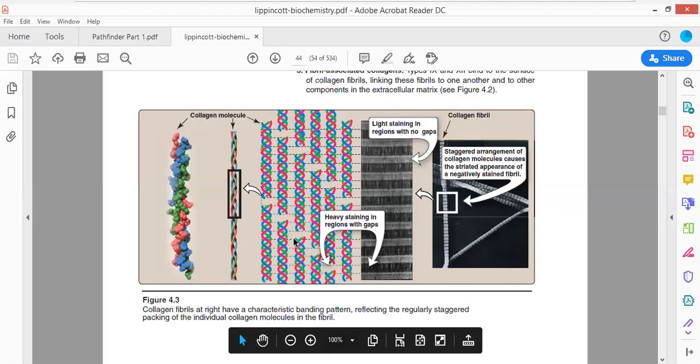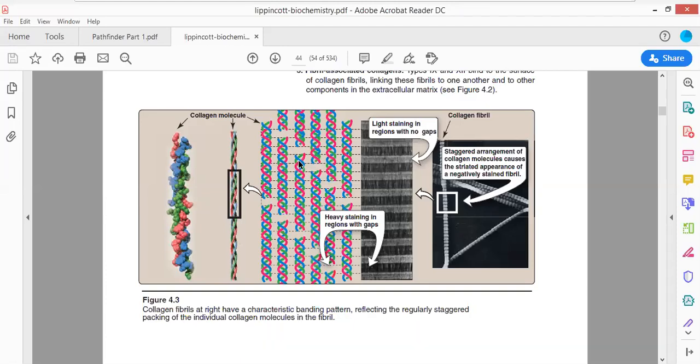Somebody asked me about collagen. Now you look there. There are three different colors. If you can look, one is blue, another one is green, the third one is reddish.